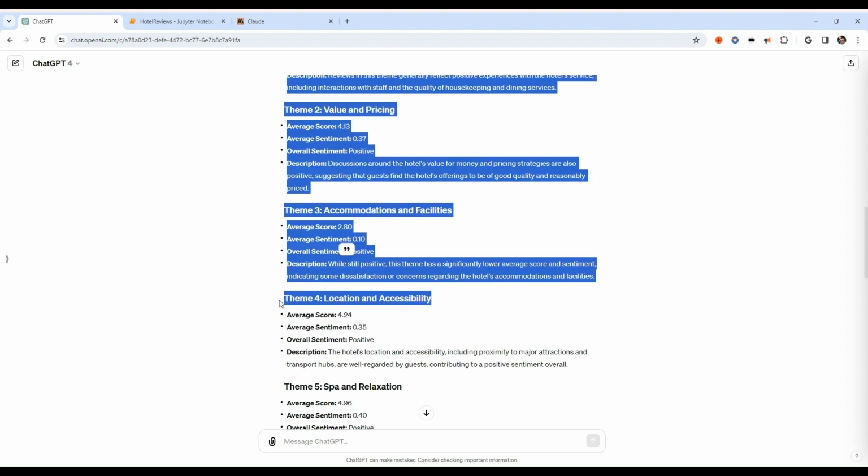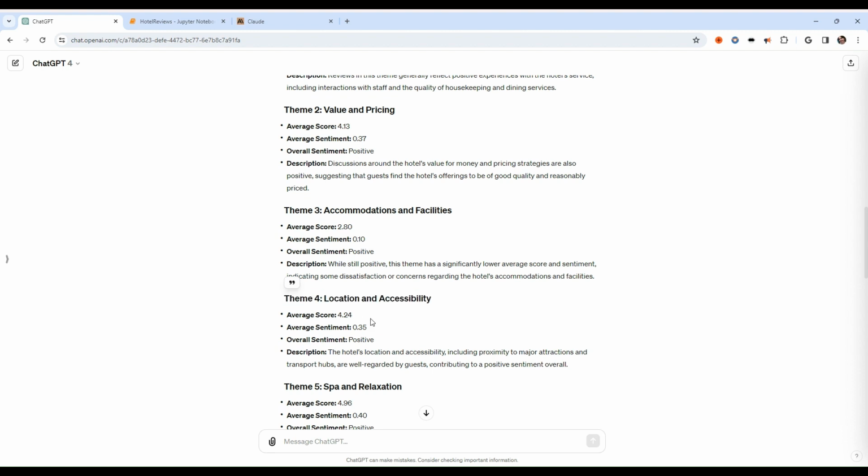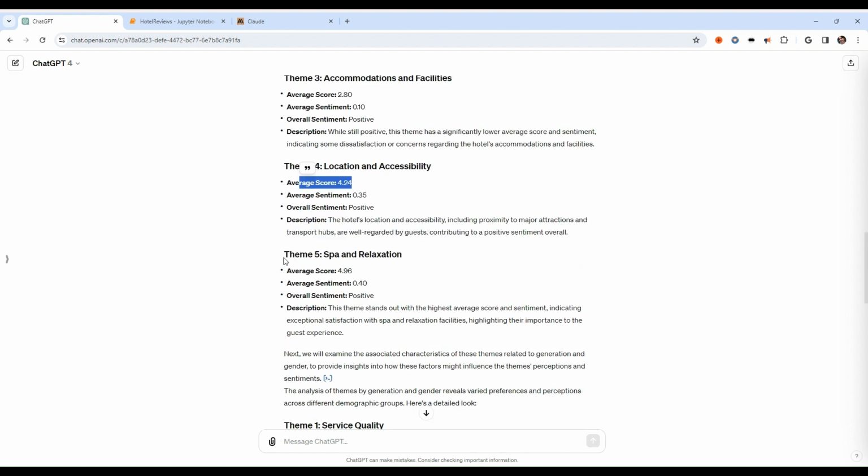Theme 4, location and accessibility. Again, 4.25, good sentiment. And then lastly, theme 5, spa and relaxation, a 4.96. Wow, this is our highest average score and sentiment. So, whatever the hotel is doing there, they're doing it great.